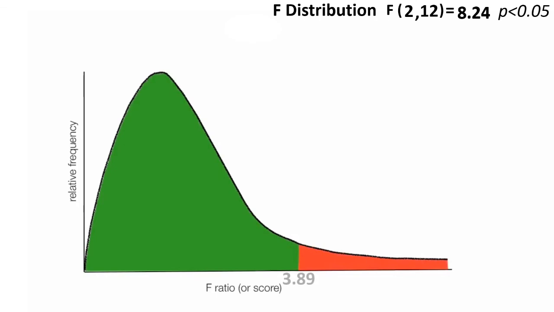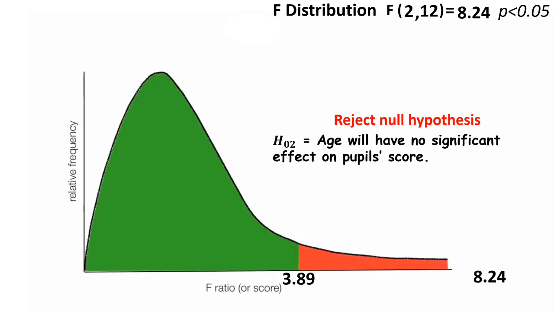Again, let's take a look at our F distribution. Our critical value is 3.89. The F-score is 8.24 and will fall somewhere here, and of course, it's greater than the critical value of 3.89. So, we reject the null hypothesis, which is age will have no significant effect on student score.